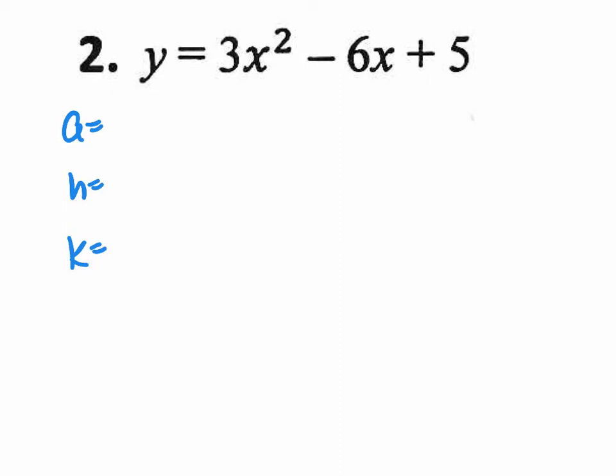What do we know so far? A is 3. And the h and k, we're going to find by finding our vertex. The h will be the x value of our vertex. The k will be the y value of our vertex.